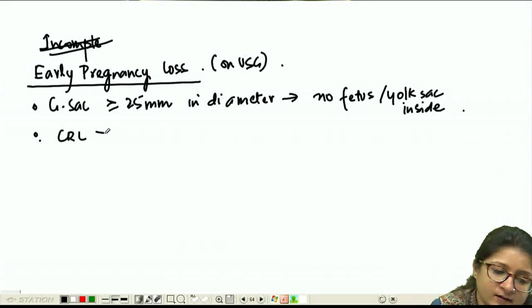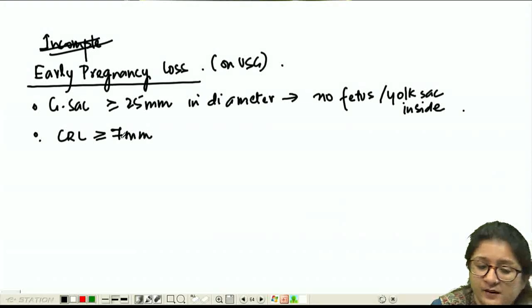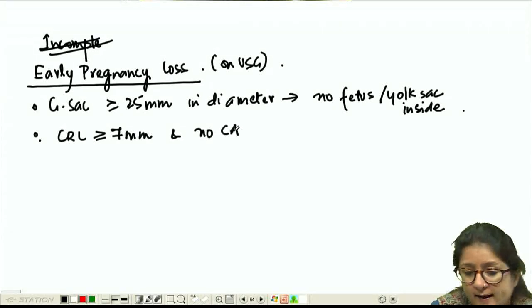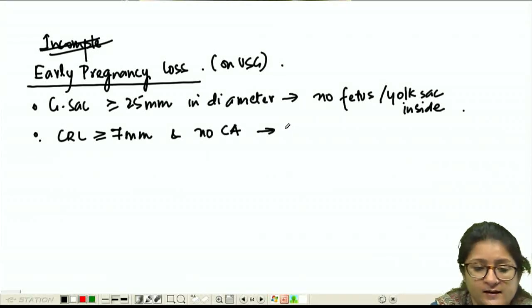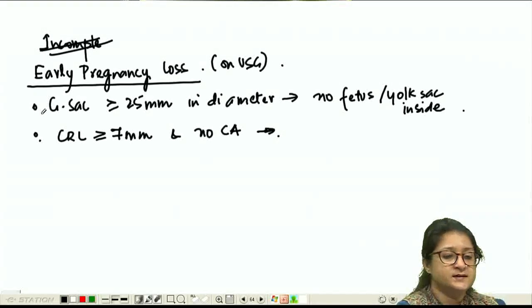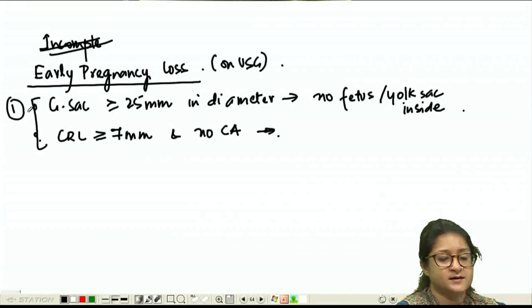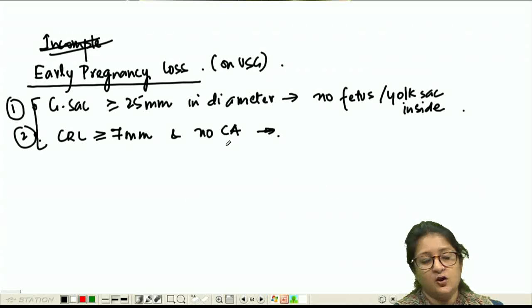If there is a CRL of more than or equal to 7 mm and there is no cardiac activity, then that means it is an early pregnancy loss. So this is the new diagnostic criteria of early pregnancy loss.